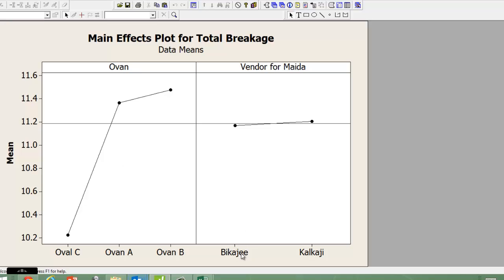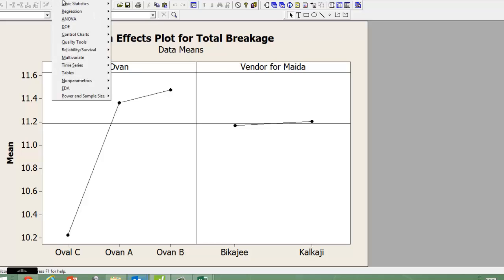On the other hand, if I look at the two vendors for one of my inputs, Maida, the breakage is almost the same, almost a parallel line. So I see that BKG is still doing better than the other one, right? Main effects can be very handy for such prima facie inferences that you want to draw. This is an easy decision tool that can help you understand the data means. The mean breakage can be easily understood through a main effect plot.